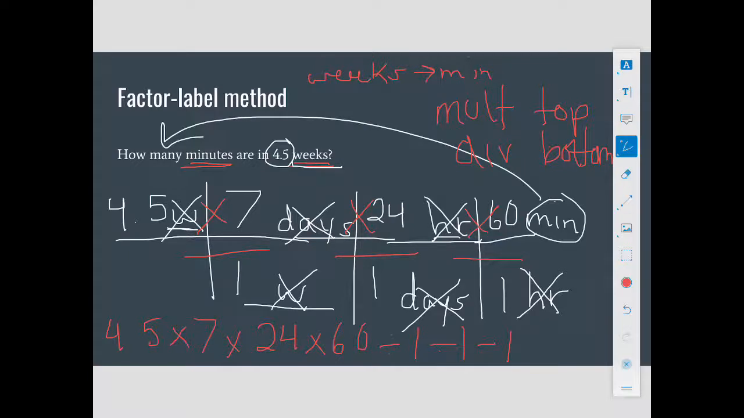If we've done this all correctly, we will get the answer, which is 45,360. If you didn't get that answer, go back and double check just to be sure. So that's the factor label method.